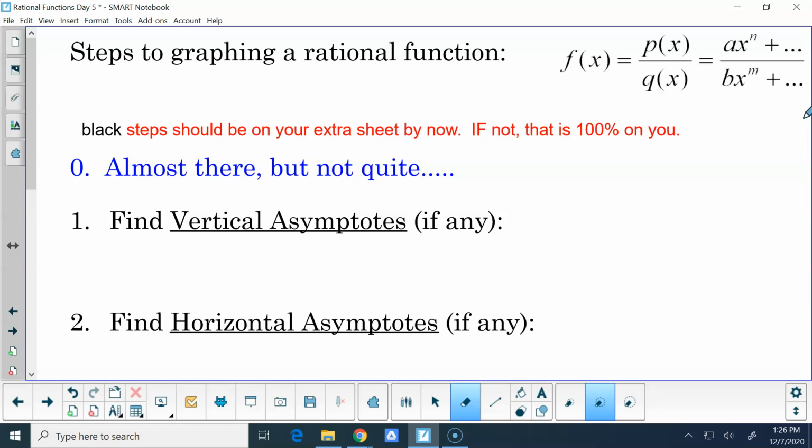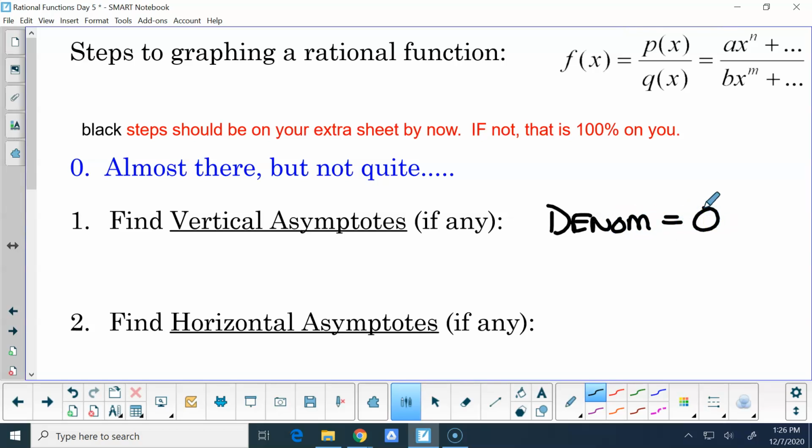Step number 1, find any and all vertical asymptotes. We do that by finding the domain, and we set the denominator equal to 0, and we solve. Okay? I would also put on your extra sheet the extras that we've talked about for all of those, because then, like I said, it's one-stop shopping. You go to your sheet, you got your sheet out while you're doing all of your work, and you just follow step 0, 1, 2, 3, 4, 5, 6, 7 when it's all said and done.